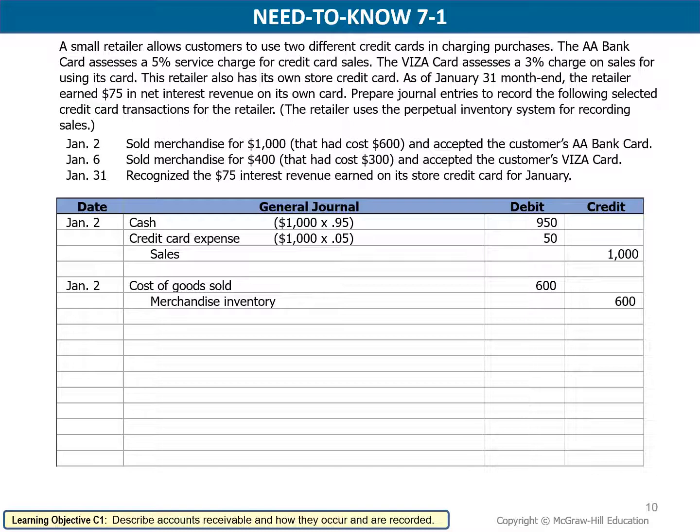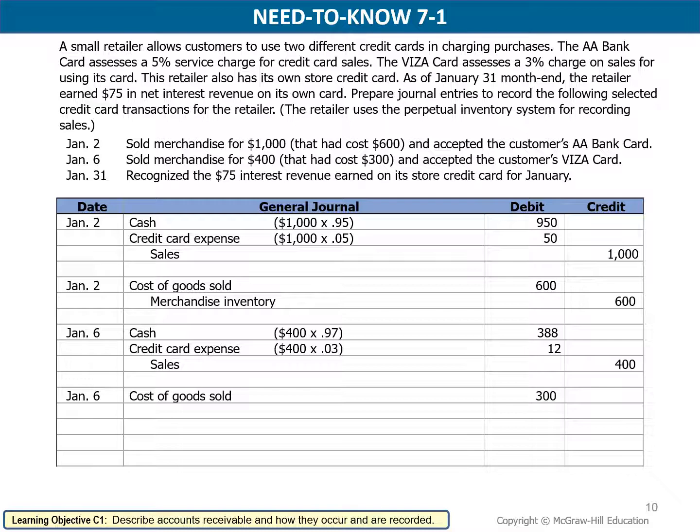On January 6th, we sold merchandise for $400 that had a cost of $300, and we used the Visa card, which has a 3% charge on sale. So we're going to record our $400 sale, credit sales. Then we record our credit card expense, which is just an expense account like any other, so you debit that: 400 times the 3% fee. And then our cash is going to be the net, $388.